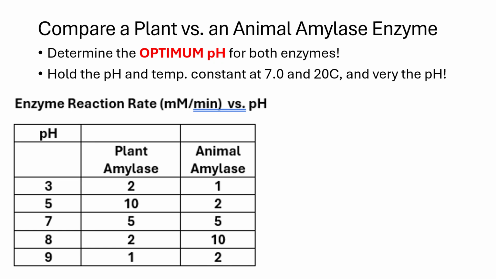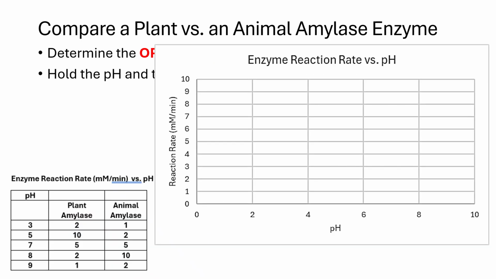It's going to tell us that the optimum pH for plant amylase is around 5, and the optimum pH for human amylase is about 8, which is exactly what you'd expect. So you can plot that onto the graph. I won't take up any more time by doing it, but you get the idea.